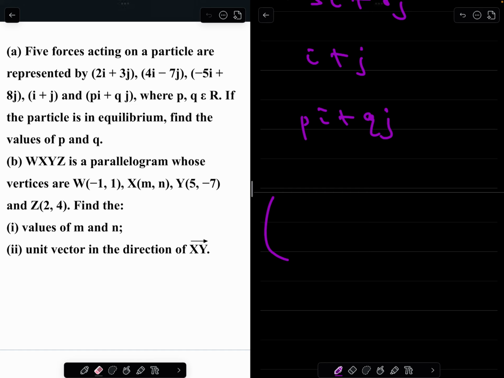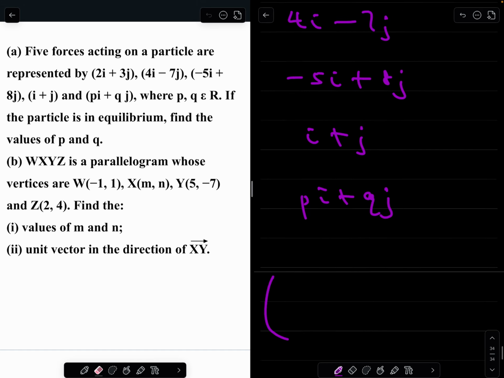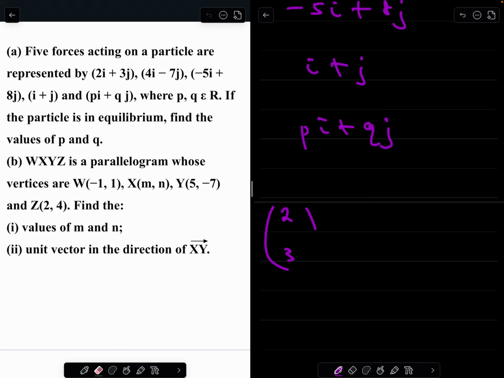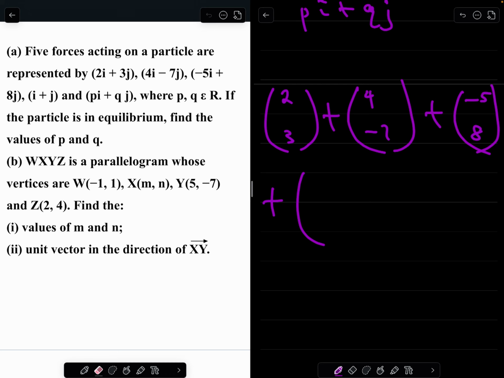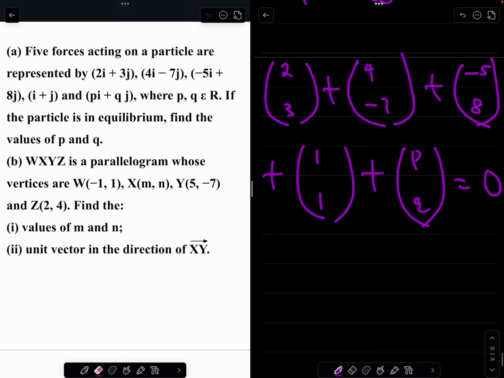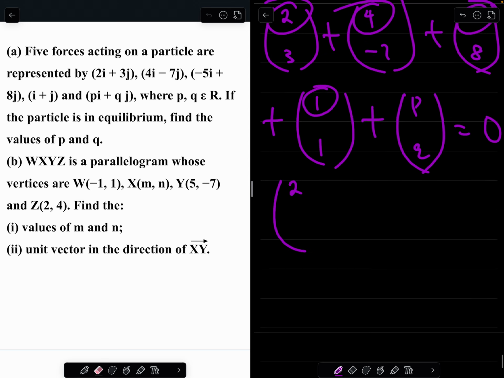on it is 0. And we can write the forces in column form this way: (2, 3) plus (4, minus 7) plus (minus 5, 8) plus (1, 1), that's 1i plus 1j, plus (p, q) equals 0. That's the resultant. Now what do we do? 2 plus 4 plus minus 5. 2 plus 4 is 6. 6 minus 5 is 1. 1 plus 1 is 2. And then we have 2.